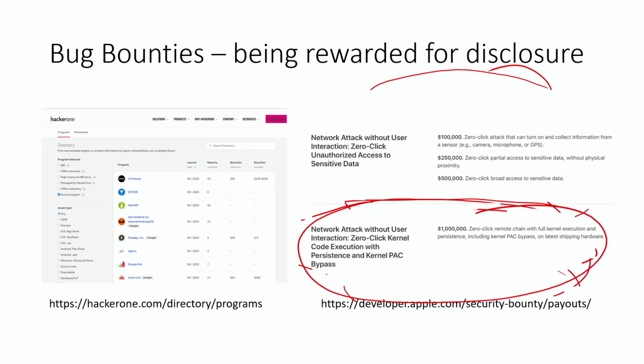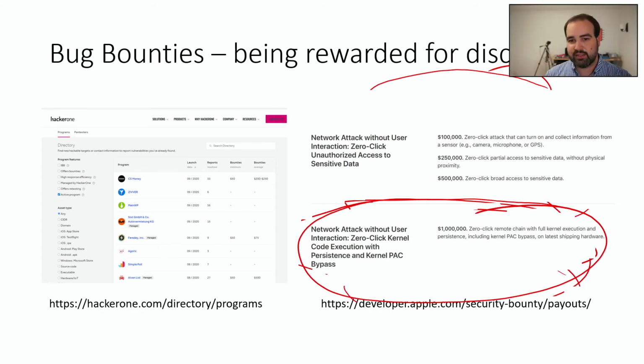The only thing I'll mention is a lot of these don't cover hardware. So what we're going to talk about in this class often isn't covered under some of these bug bounty disclosures.